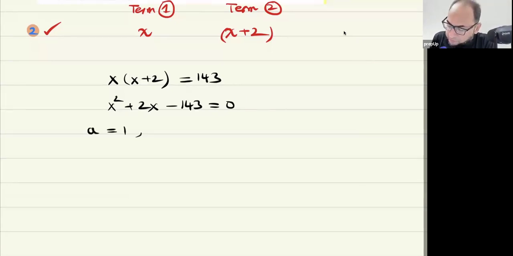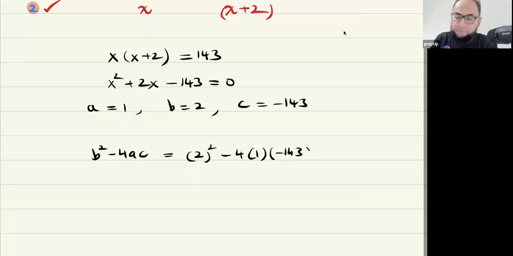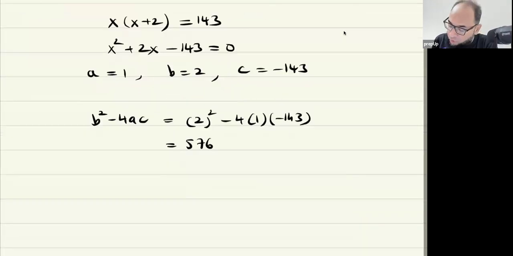So a is 1, b is 2, c is negative 143. Whenever you have difficulty in thinking of the factors, just go ahead and use the formula. So first evaluate b square minus 4ac. That is 2 square minus 4 into 1 into negative 143. So 4 into 143, that is 572, plus 4, that is 576. This is 576. And we know that square root of 576 is 24.